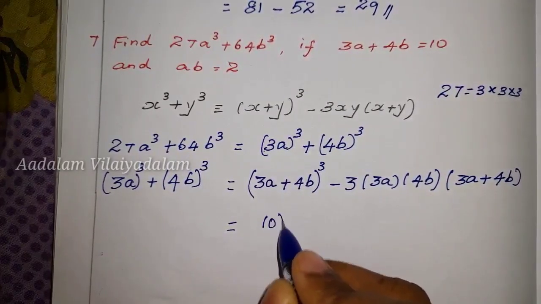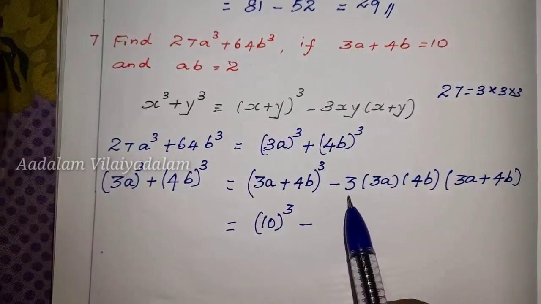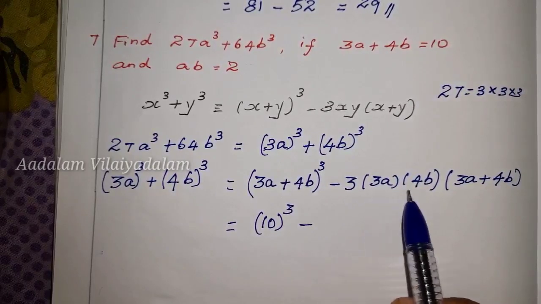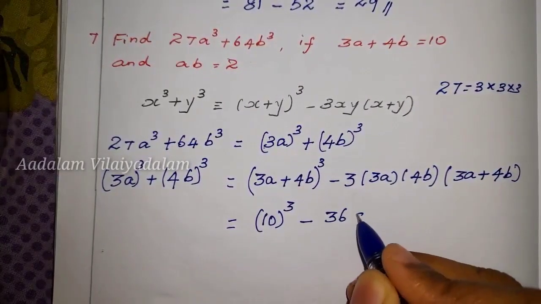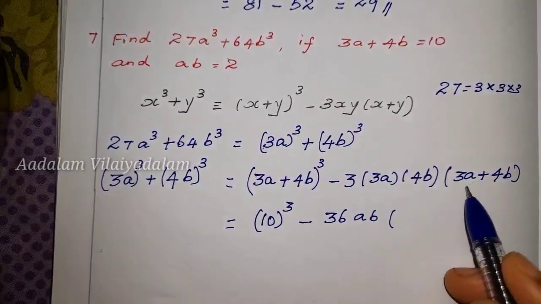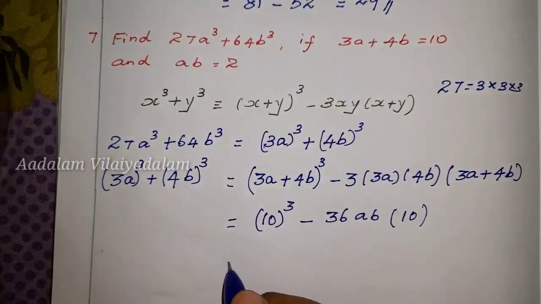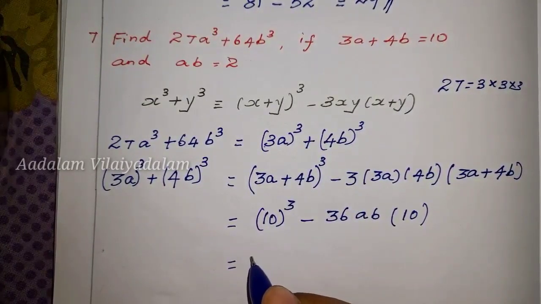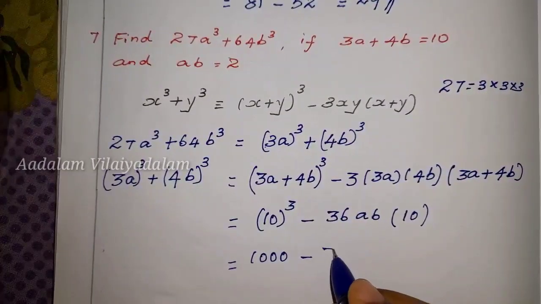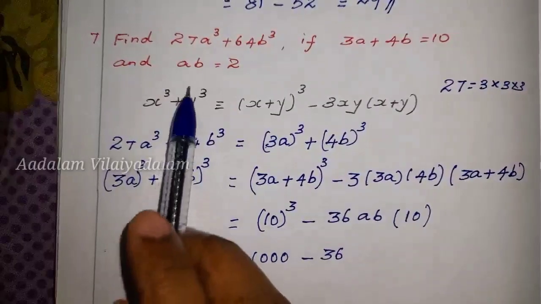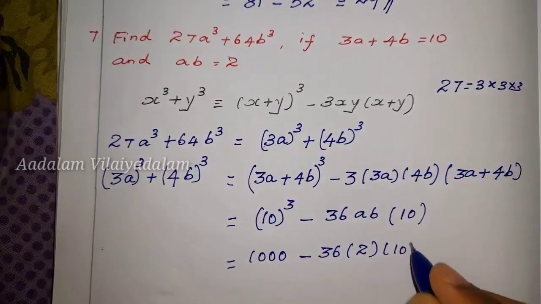Now substitute 3a plus 4b equal to 10. That is 10 cube minus, now multiply the constant term. 3 3s are 9, 9 4s are 36. a into b, ab into 3a plus 4b value is 10. Here 10 cube value is 1000, that is 10 into 10 into 10, minus 36. So already given ab value is 2, into 2 into 10.